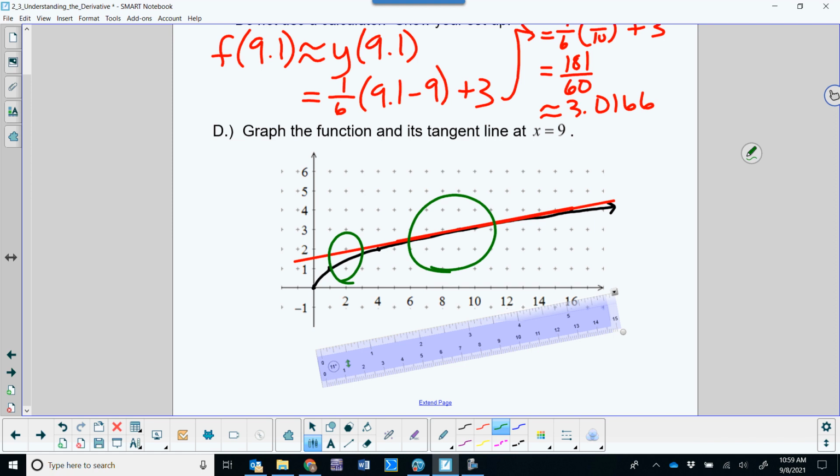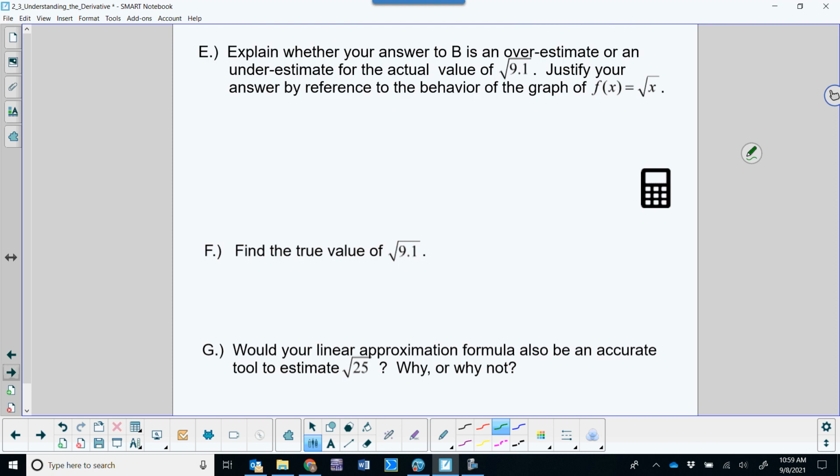We want to be close, okay? Then I want you to look, and where is the tangent line? Well, the square root of x is concave down everywhere, and you can see the tangent line is above. So then the question E says, explain why your answer is an overestimate or an underestimate. Which is it? Well, my estimate is going to be an overestimate. Okay, so f of x is concave down.